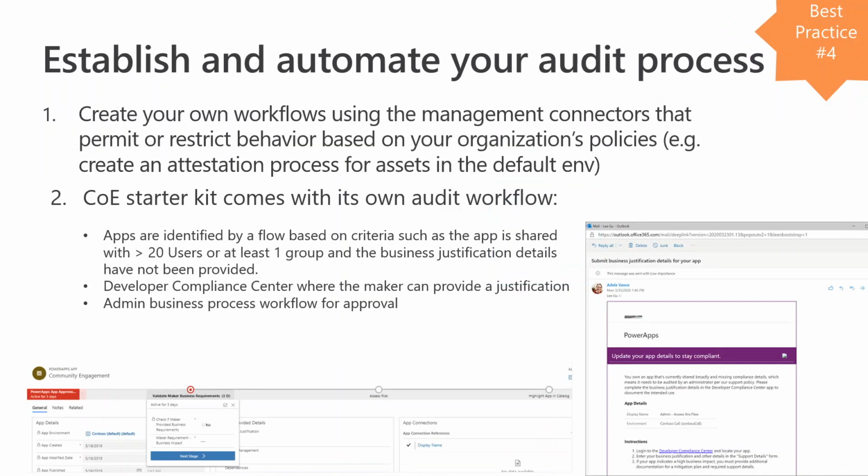So it's really important that audit processes are established and automated, and the COE Starter Kit comes with this audit workflow. So apps are identified by a flow based on criteria such as the app is shared with greater than 20 users or at least one group. So you can configure these things up, and it goes and gathers the data, scrapes all that data that you need for auditing without you needing to do anything. All of this is built out of the box.